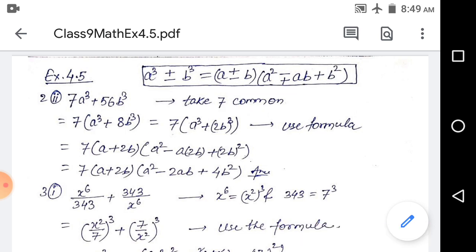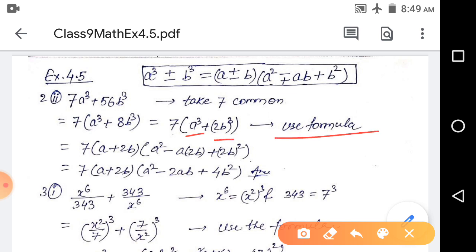See, now whatever is inside the bracket, those two terms are perfect cubes. So for this a cube we can write a cube only, and for this 8b cube we can write 2b whole cube. Now we have the formula a cube plus b cube, that means the sum of two cubes. We can use the formula.